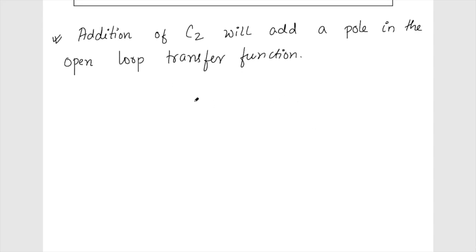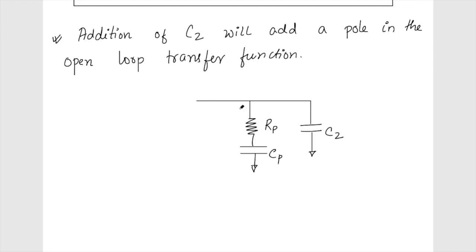To analyze this, of course now my filter has become something like this. Initially it was only the Rp and Cp, but now we have another capacitor C2. So this is my Cp. You can analyze it yourself, and the current is going to flow like this.